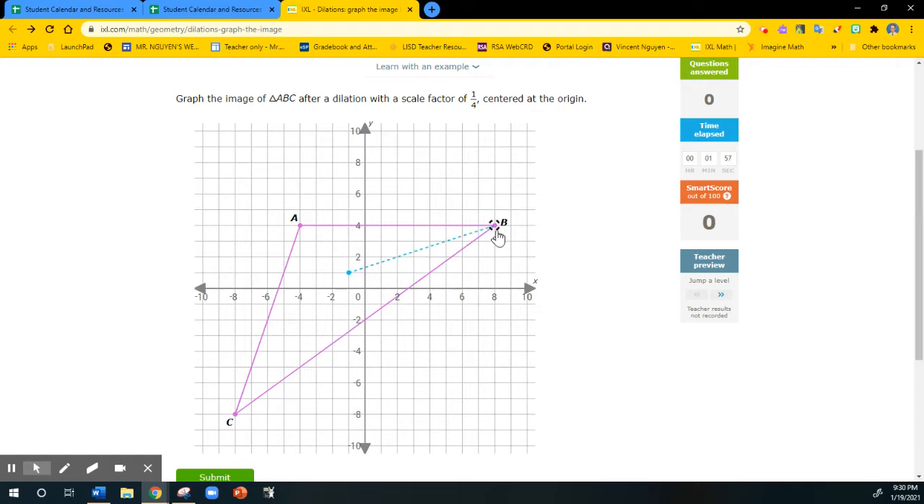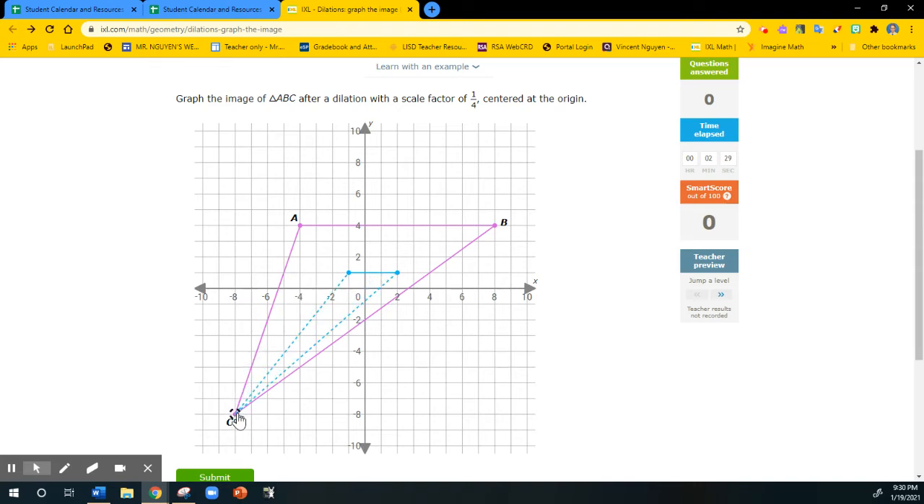Now I'm going to work on B. If you notice, B on the x-axis is at 8. If you take 8 and divide it by 4, you end up at 2. And if you take 4 and divide it by 4, you end up at 1. So I'm sorry, not A, the coordinates for B are actually going to be here. To double check, 8 divided by 4 is 2, and 4 on the y-axis divided by 4 is 1.